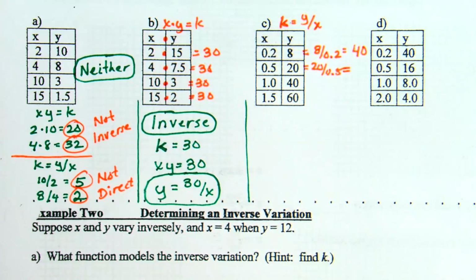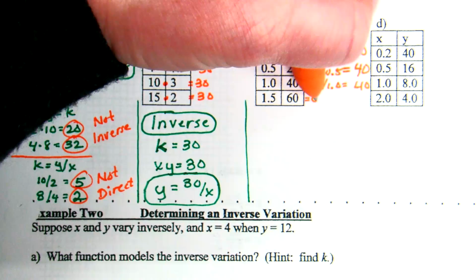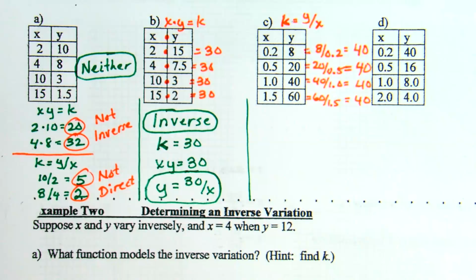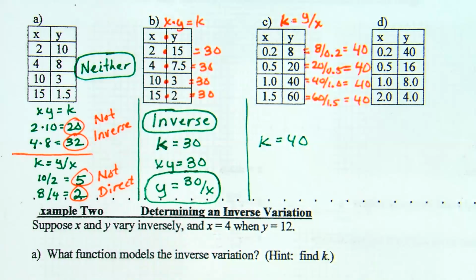Okay? What about the next one? 20 divided into halves. How many halves are in 20? 40. Ooh, can you handle this next one? 40 divided by 1.0. Or in other words, 40 divided by 1. And what about 60 divided by 1.5? 40. Ah, what did we just find out? K is 40, yes? Y divided by x always gives me 40. So we know k is 40.